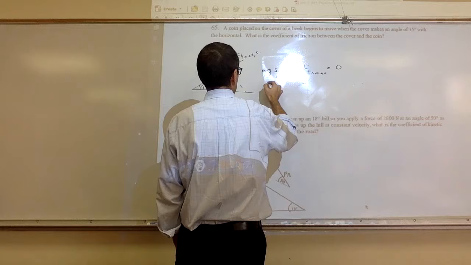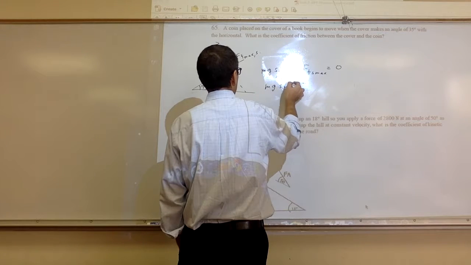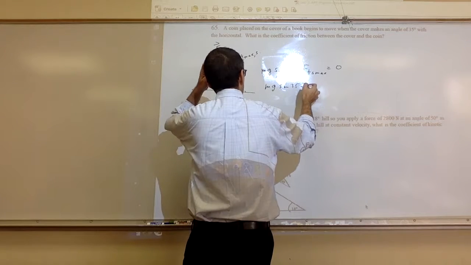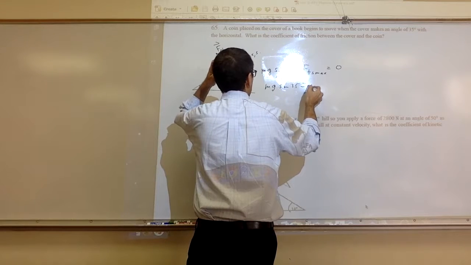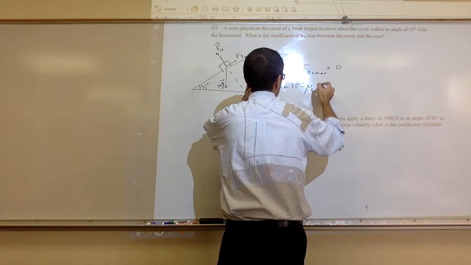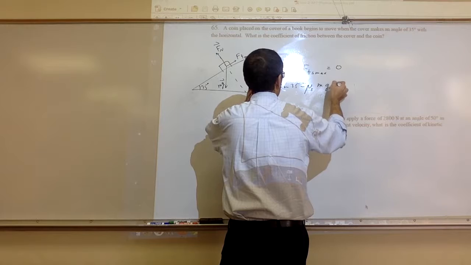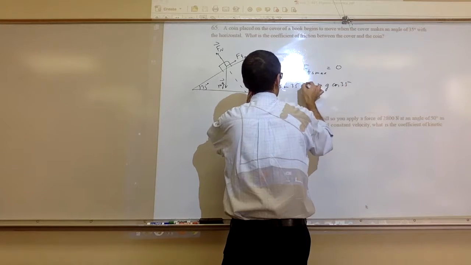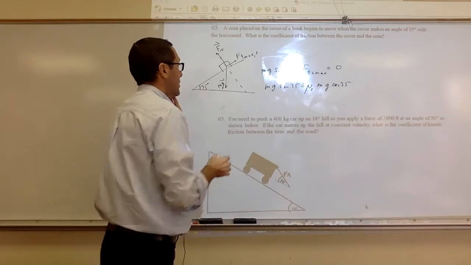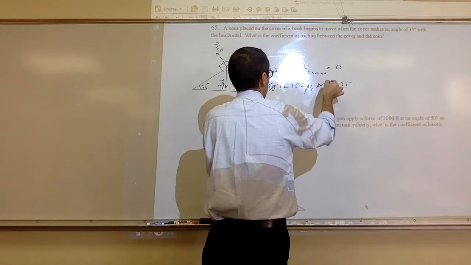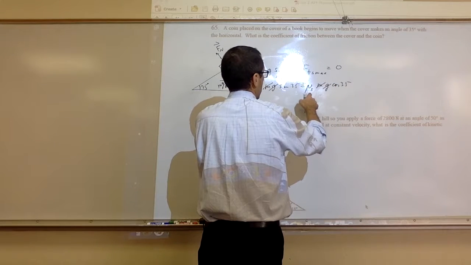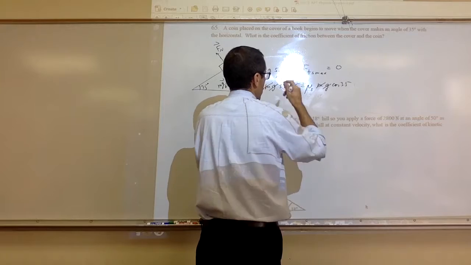All right. So mg sine 35 minus mu static times Fn, which is mg cosine of 35, equals 0, which means these two quantities have to be equal. And we can cross out the mg's. And you can see that the coefficient of static friction is equal to the tangent of 35.